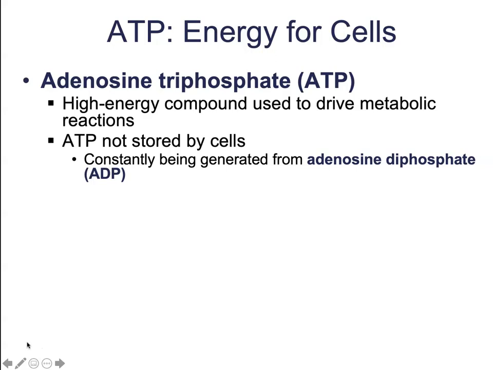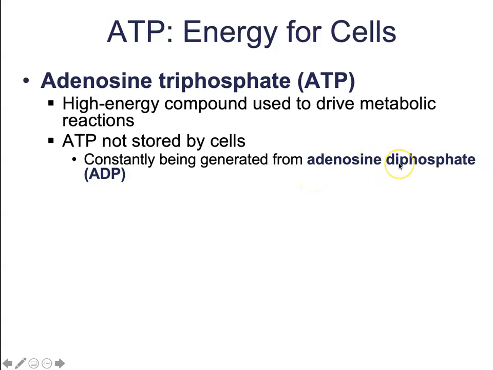Now, if any of you know your Greek and Latin roots and prefixes and suffixes, do you know what the tri stands for in triphosphate? Tri stands for 3. Adenosine triphosphate, if you remember when we talked about the structure of ATP, has 3 phosphate groups built onto the end. All of the energy is going to be stored in that final bond between the second and the third phosphate group.